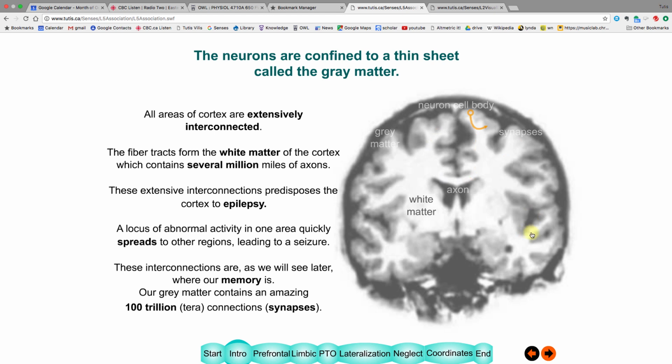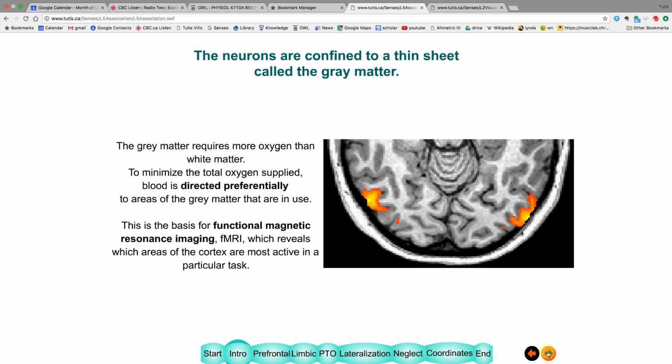Now, what's more remarkable than the 100 billion neurons is that we have 100 trillion connections. That's much bigger than the amount of terabytes on any big disk these days. Now, the gray matter requires a lot of oxygen. It requires more oxygen than the white matter.